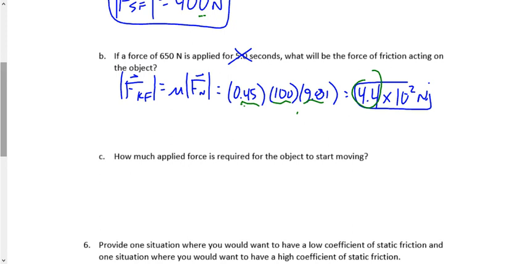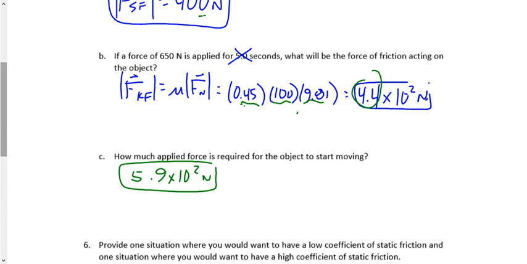Yes. 588.6 was it? 5.9 times 10 to the 2 newtons. We're going to round this one to 2 digits because when we calculated that, we used the coefficient of friction, which was a 2-digit number.